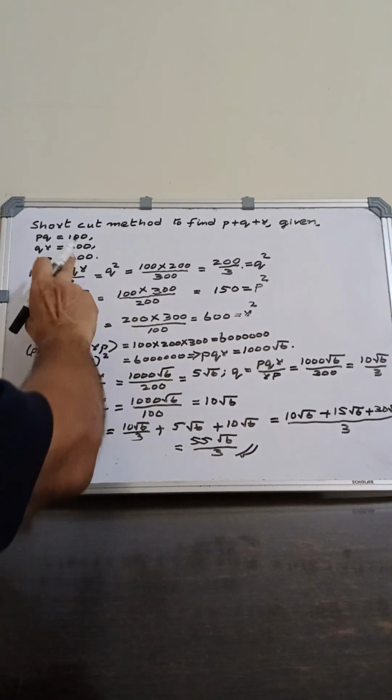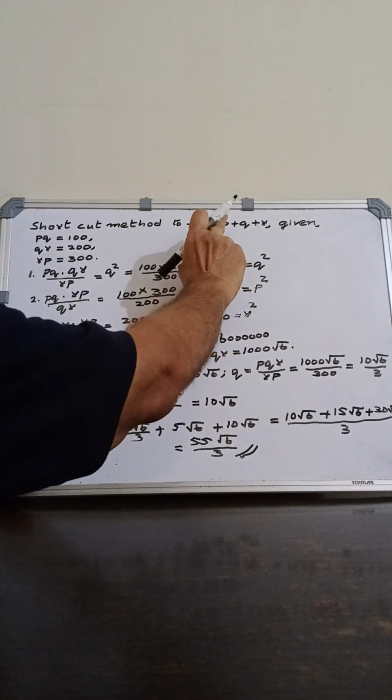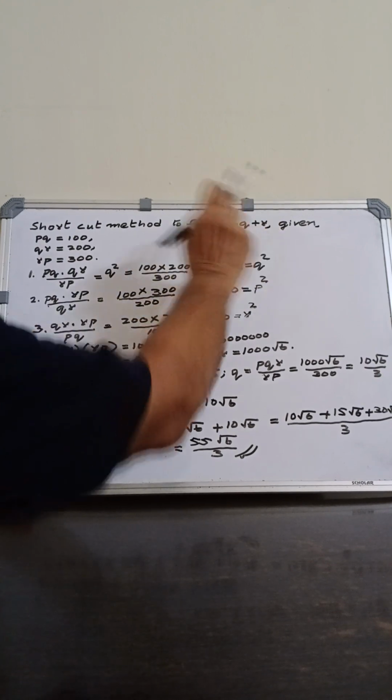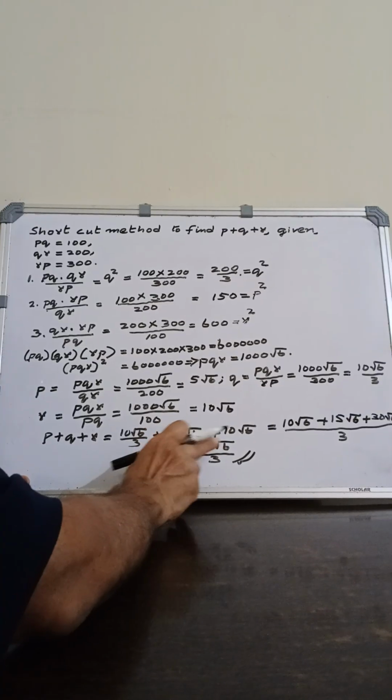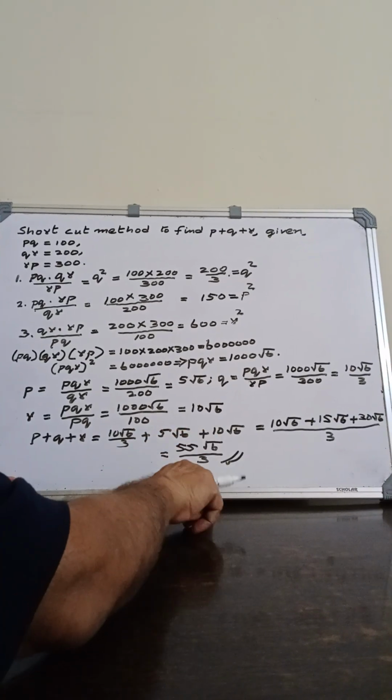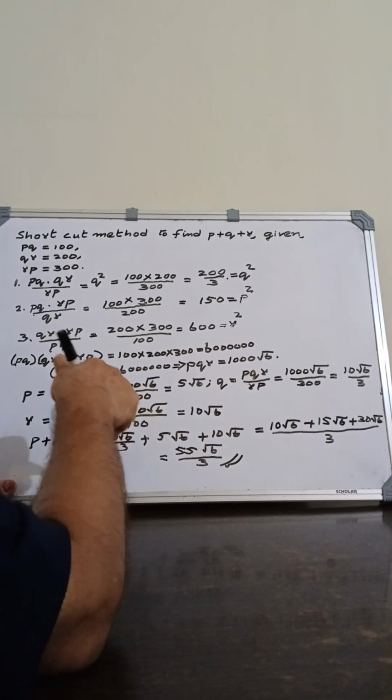Hence, we find the final answer of p plus q plus r. P plus q plus r equals 55 root 6 by 3 to be the final answer.